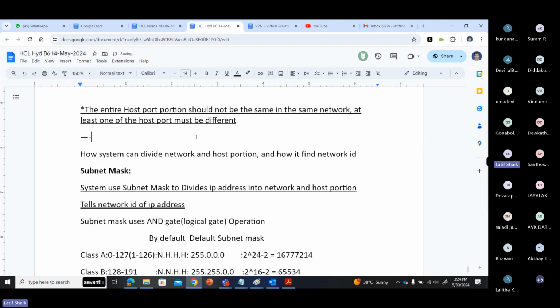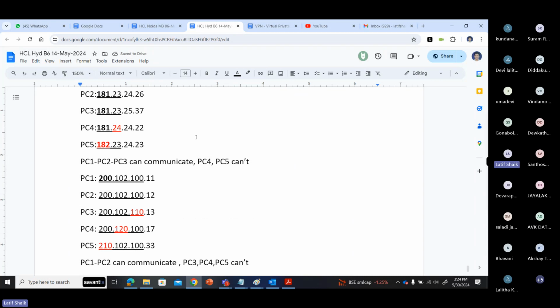Guys, do you understand what a network portion and host portion are? How can you understand which is the network portion, and which devices can communicate by default, the network and host portion parts?